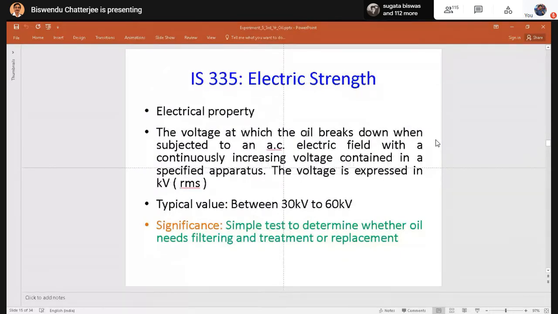Now comes the electric strength. This experiment we will do: the voltage at which the oil breaks down when subjected to an AC electric field. Typical values are between 30 kV to 60 kV. 60 kV is a good oil. At 30 kV, the oil has gone to its lowest, or it is deteriorated to its extreme negative end. The significance is a simple test to determine whether the oil needs filtering, treatment or replacement.